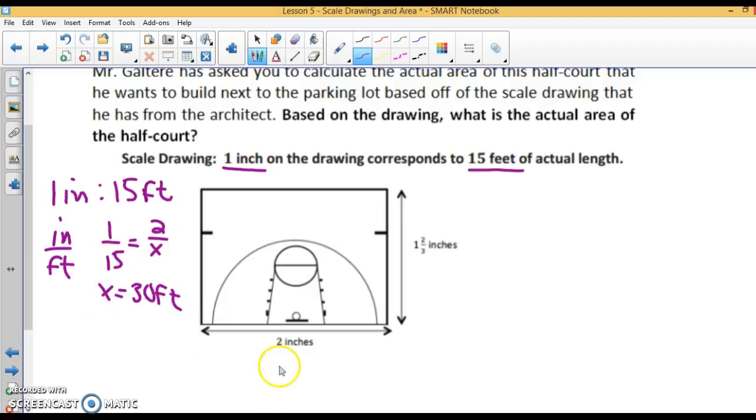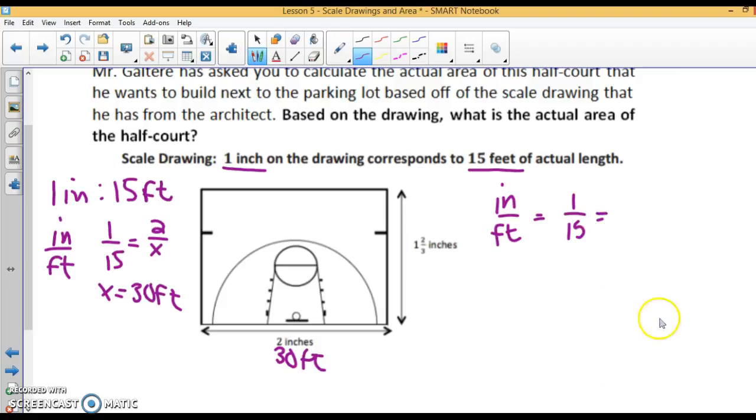So I'm going to write on this 30 feet. I like to label my diagram. It makes things easier to find the area. This one, again, I'm going to do inches over feet. So my scale is 1 inch is 15 feet.